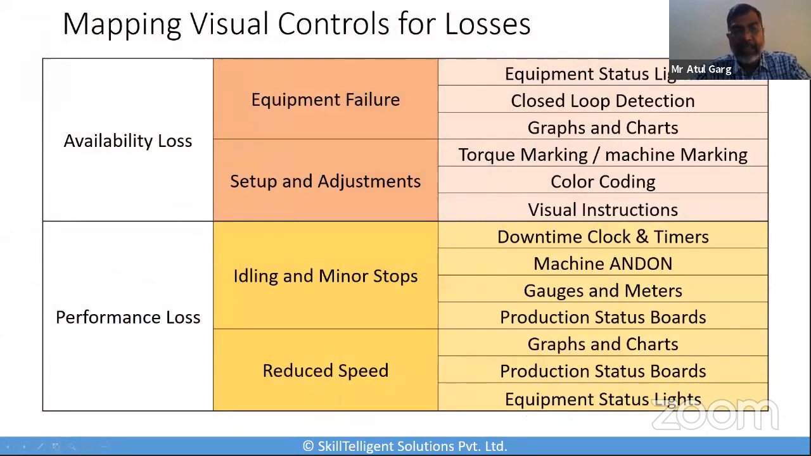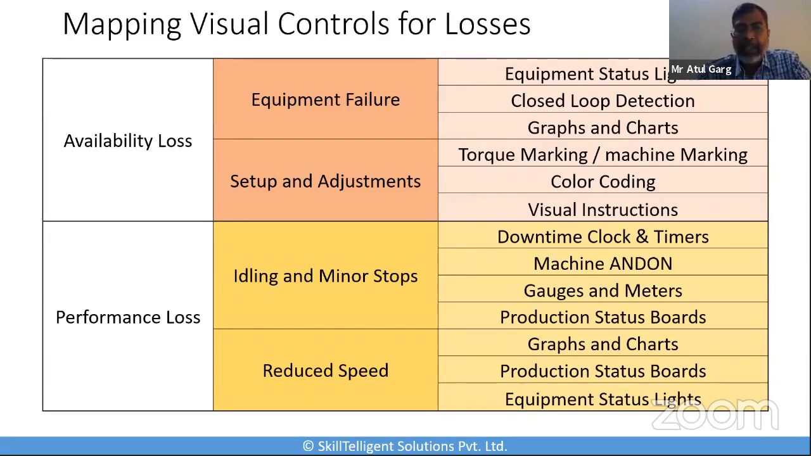Then the next thing he does is take up the other four losses that were identified for setting up visual controls. Our production manager identifies equipment status lights and closed loop detection systems for getting informed about equipment failure. He also identifies graphs and charts as a planning tool to reduce equipment failure. Okay. For setup and adjustments, he decides to establish torque markings and various machine markings based on the pre-decided color coding, and include visual instructions for setup and adjustments.